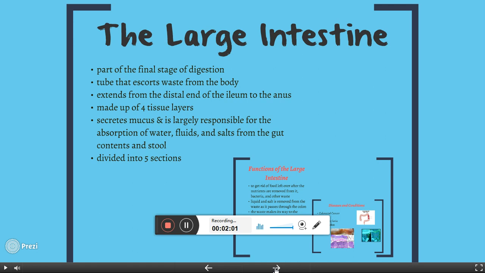intestine, but it is thicker in diameter, about 2.5 inches wide, which gives it its name, large intestine. It is made up of 4 tissue layers: the mucosa, the submucosa, the muscularis, and the serosa. The mucosa is the innermost layer, and it secretes mucus into the hollow lumen of the large intestine to lubricate its surface and protect it from rough food particles.